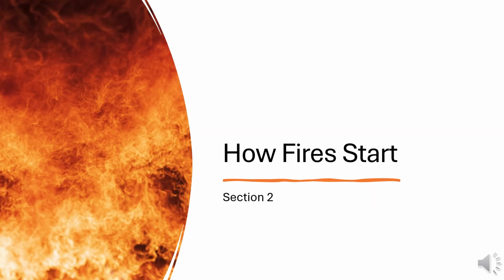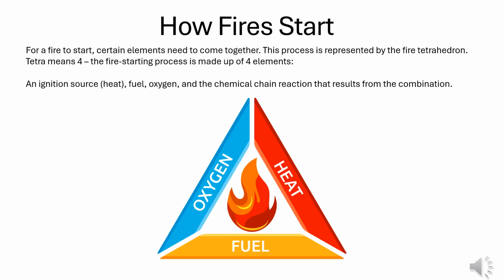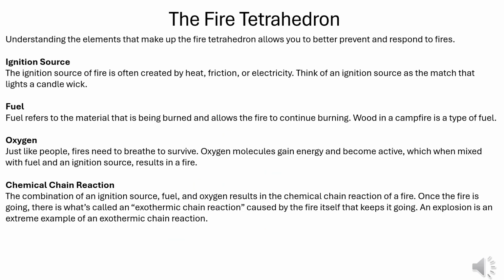Section 2. How fires start. For a fire to start, certain elements need to come together. This process is represented by the fire tetrahedron. Tetra means 4. The fire starting process is made up of 4 elements: an ignition source, fuel, oxygen, and the chemical chain reaction that results from the combination. Understanding the elements that make up the fire tetrahedron allows you to better prevent and respond to fires.